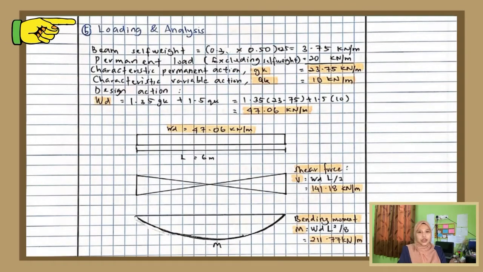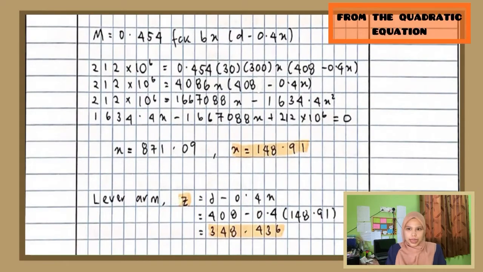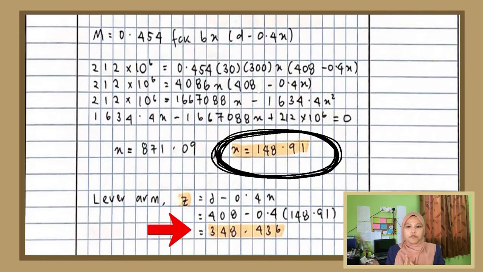Based on our characteristic permanent and variable action, we got the shear force of 141.8 kN per meter and bending moment of 211.77 kNm. And last from me is main reinforcement. First, we find the effective depth is 408 mm and d prime is 68 mm. Next, calculate the M bal. Since M bal is greater than the bending moment, compression reinforcement is not required. Next, find the value of x is 148.9 mm and z is 348.44 mm.